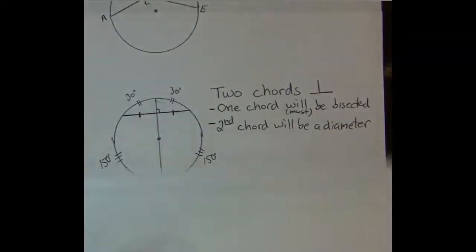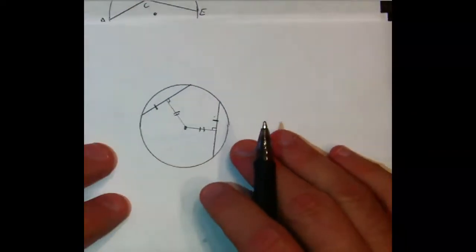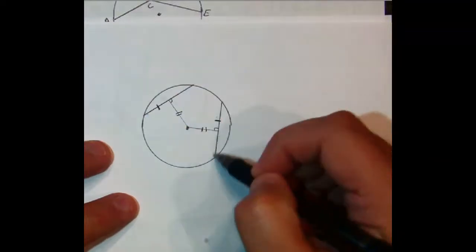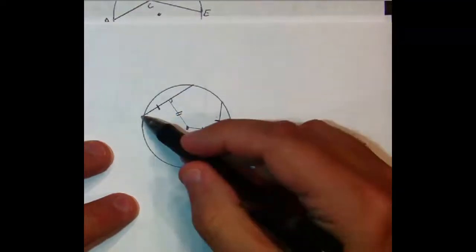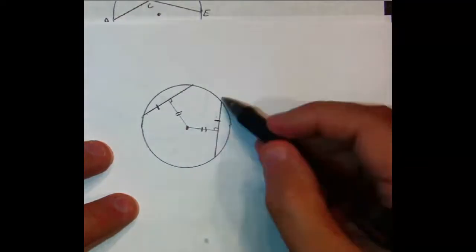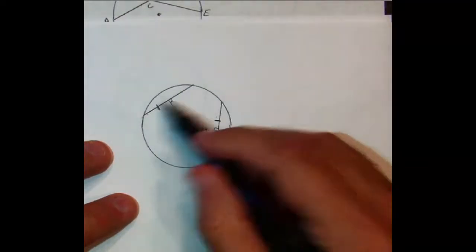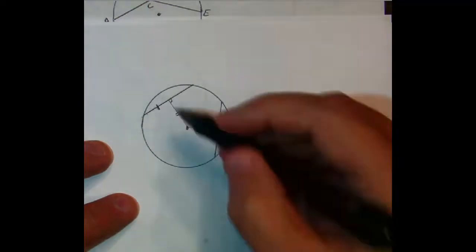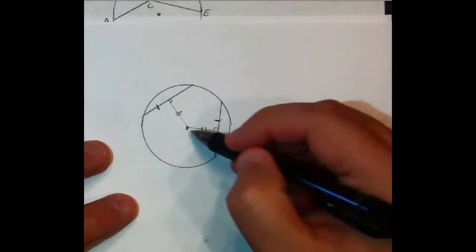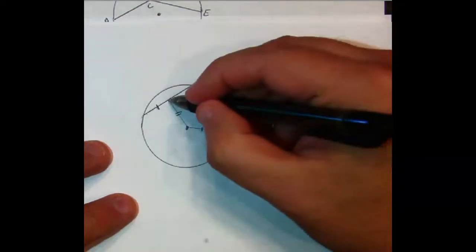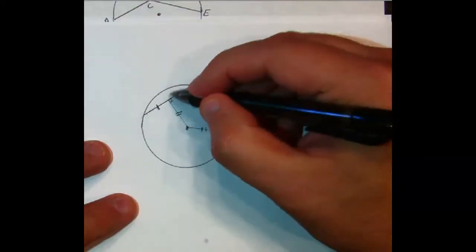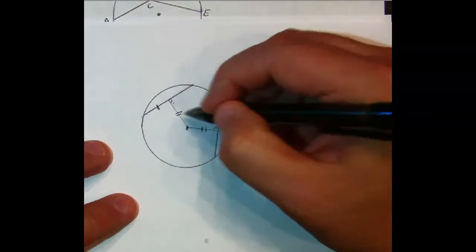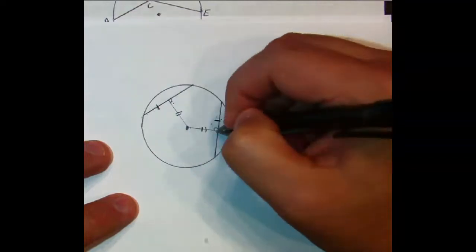Now another type we're going to look at is what happens when you have two chords congruent to each other. Well, if you have a chord that's congruent to another chord, notice I put the tick for each one of these chords, they will always be equal distance to the center. So if I measure the shortest distance from a line to a point, it will of course be perpendicular. These distances will be congruent.